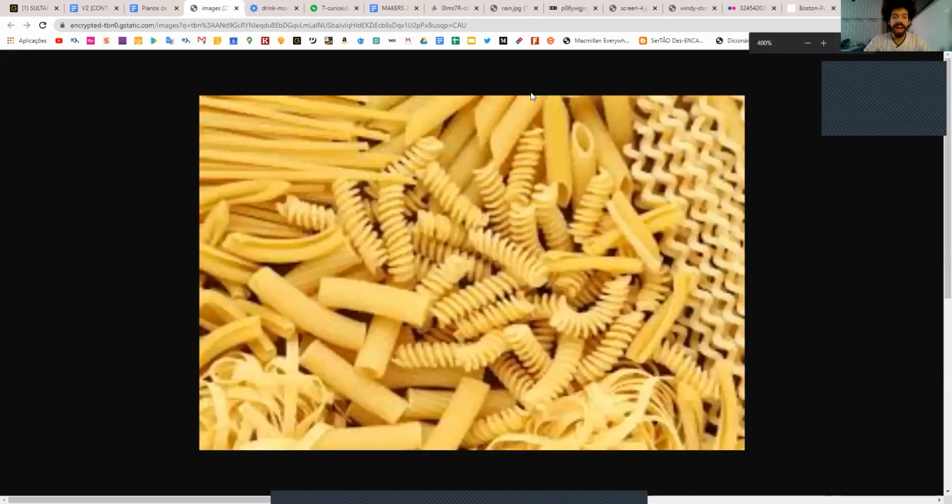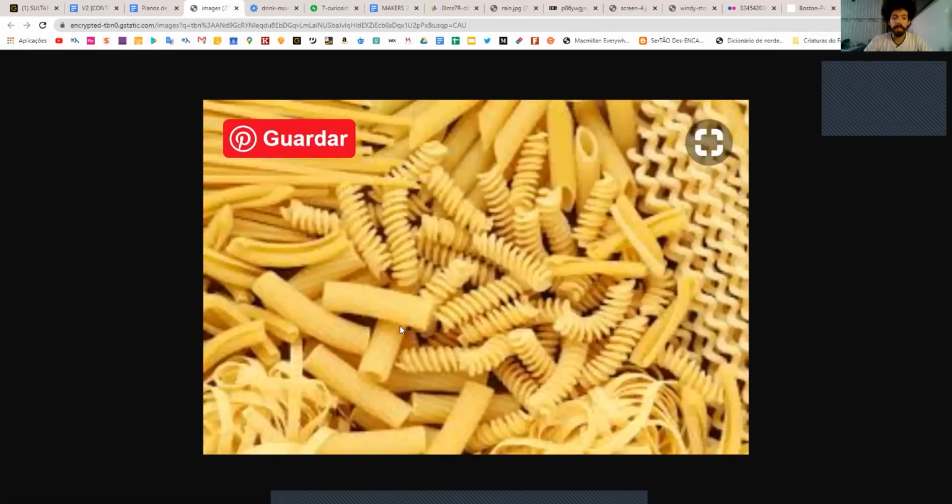Second example, we have, well, this is too small. I'm so sorry. We have pasta. They are big enough for us to count, but when we are cooking, we take a lot of pasta in order for us to eat. So we cannot say we have one pasta here, two pastas here, three pastas. No, because they're just too many.